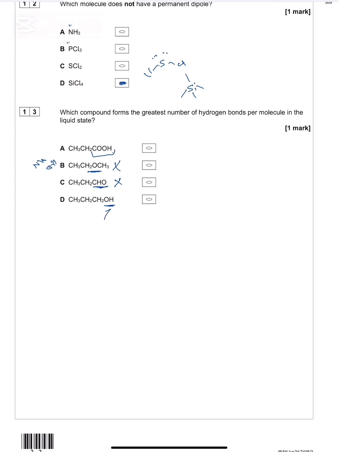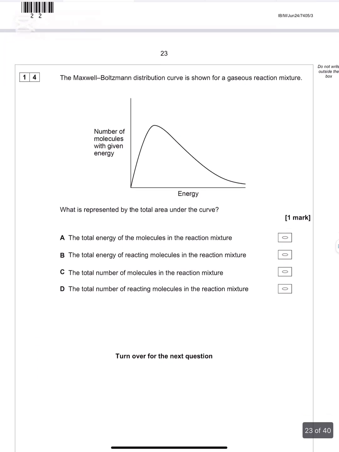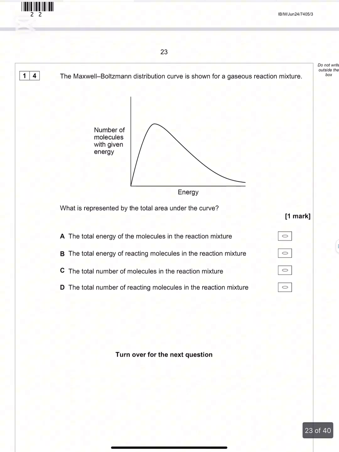The alcohol will form only one hydrogen bond, while the carboxylic acid can form two different hydrogen bonds, one from the carbonyl group and one from the OH. So this one with another oxygen and this one with the hydrogen. So this can form two. So it's this one.